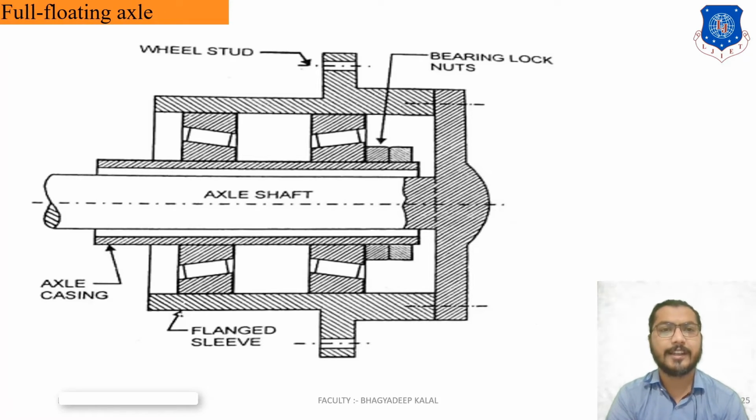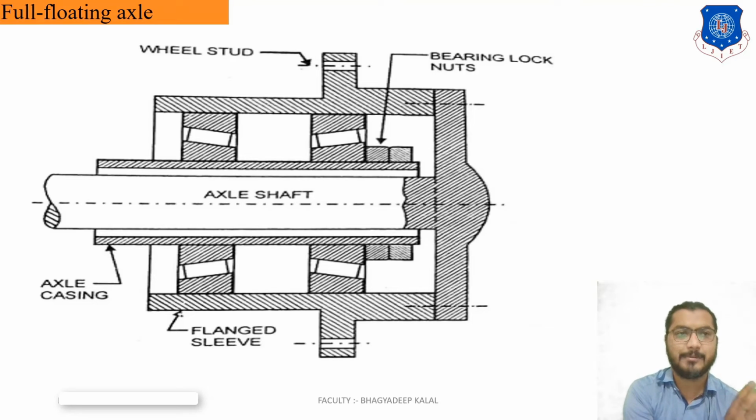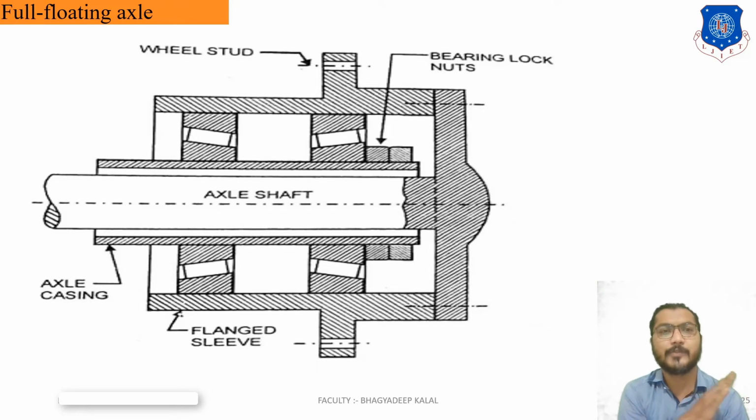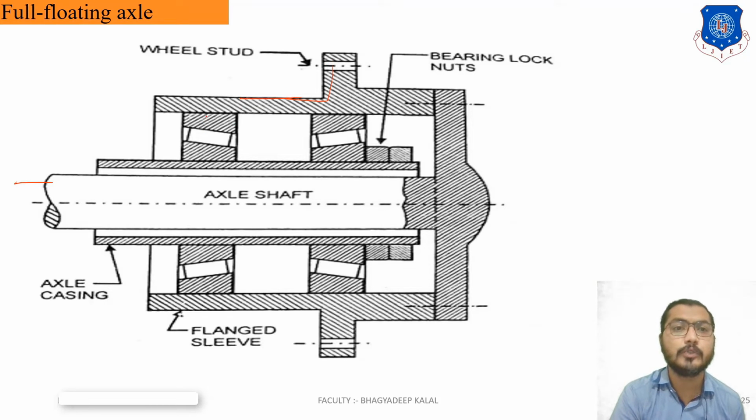In the full floating axle, what happens is different from the semi-floating axle. That means the axle is fully floated. One end is connected to the differential mechanism, which is similar, but here the casing is provided, which is connected with two tapered bearings. Here we use two tapered bearings.